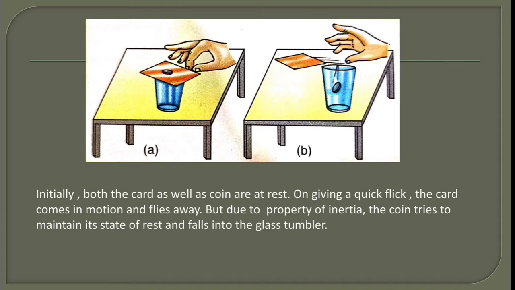So we can write: initially both the card as well as the coin are at rest. On giving a quick flick, the card comes in motion and flies away. But due to the property of inertia, the coin tries to maintain its state of rest and falls into the glass tumbler. Now students, you know what is inertia. Inertia is the tendency of an object to remain in its state of rest or of uniform linear motion.